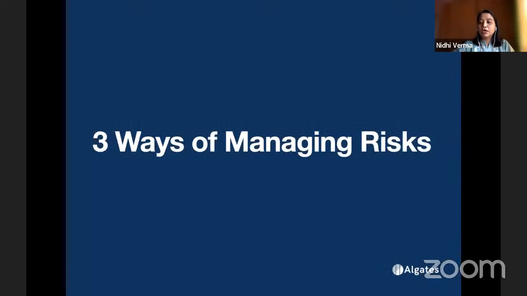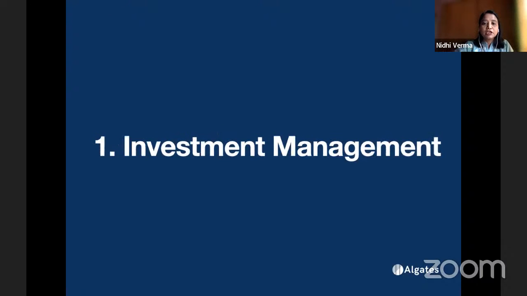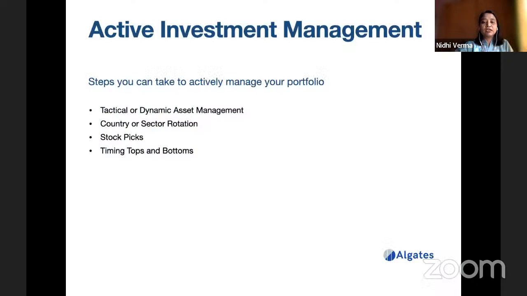So now, how can we manage these risks? We'll discuss three ways in which we can go ahead and manage these risks, being the human participants in the market. So first is investment management. What people usually do, even individuals and professional fund managers, is that some people involve themselves in active fund management, active investment management. So the first point here is tactical or dynamic asset allocation.